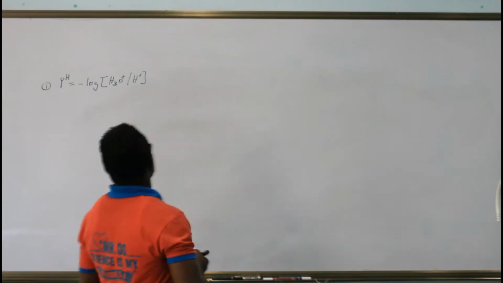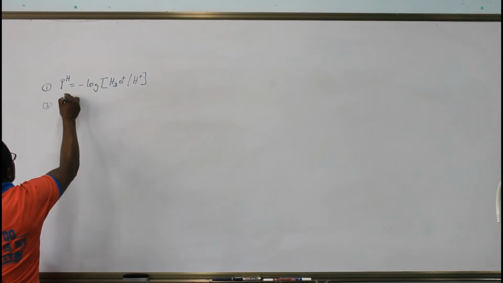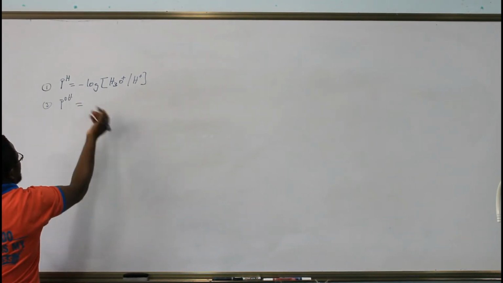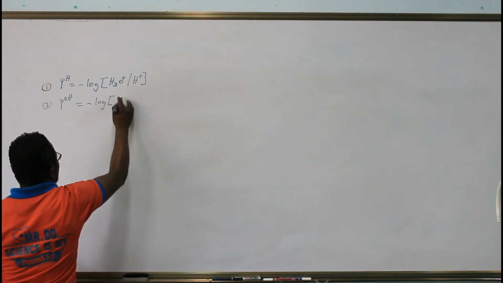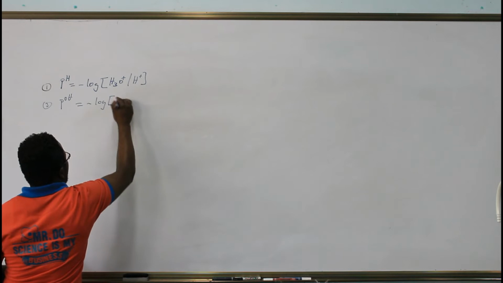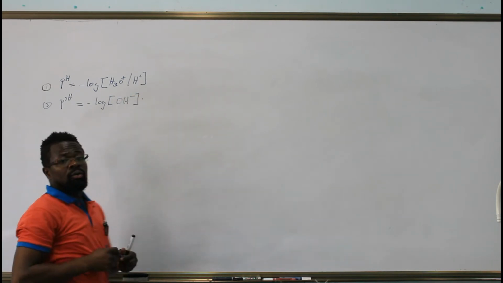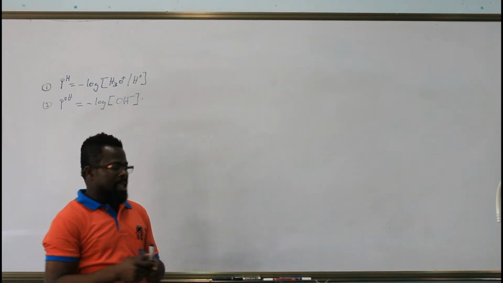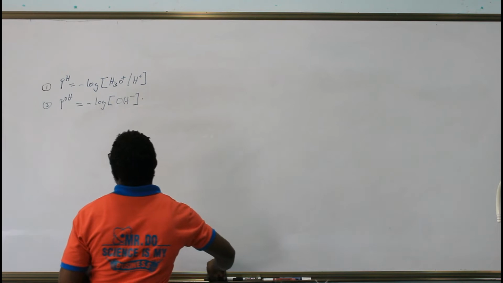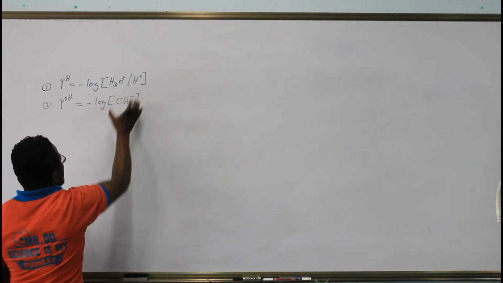Let's look at a situation where we are told to find the pOH. Well, if I am told to find pOH, it is just the negative log of the concentration of OH minus. That is also the formula for finding the pOH. And this is when the concentrations are given.